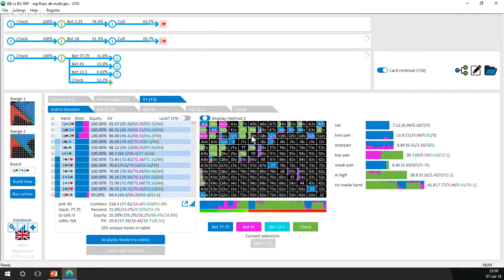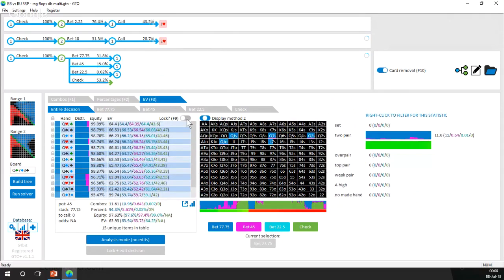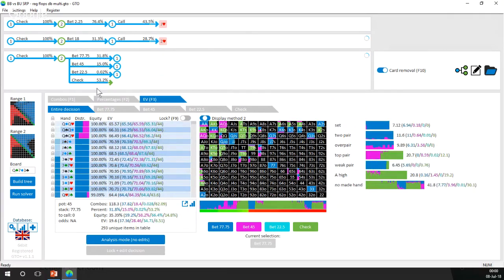All right, so check, and you can see that king queen is checked back as well, right? A lot of these hands that we can use to overbet on the turn after we see the flop can then just check back on the river because we're in position. And our strong hands just overbet shove after we overbet the flop. So after we overbet the turn.